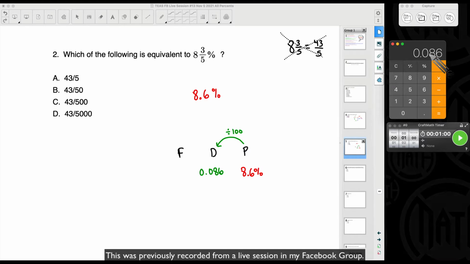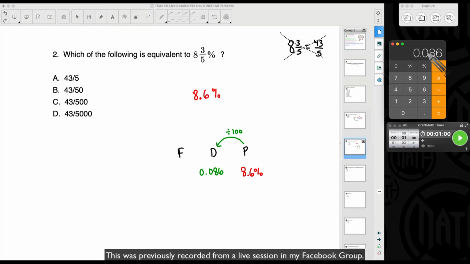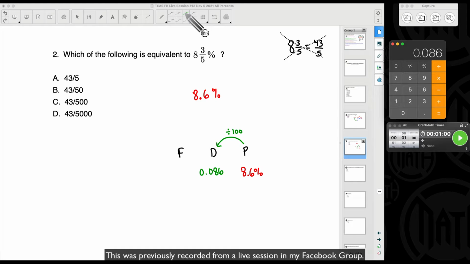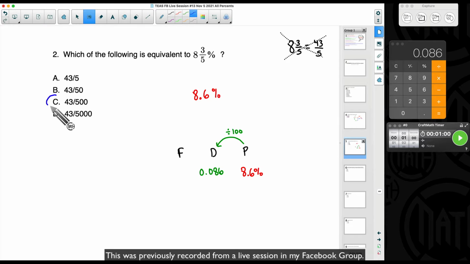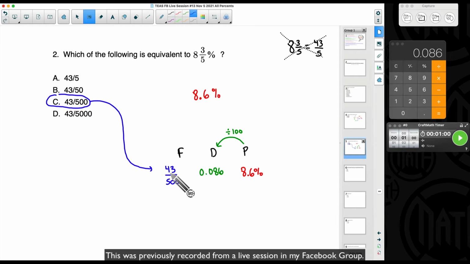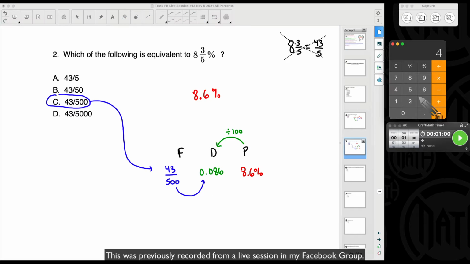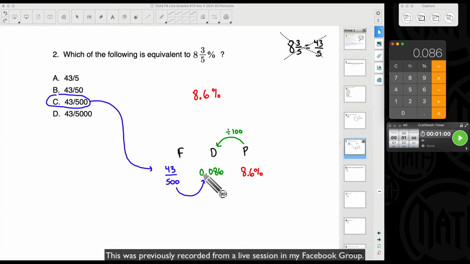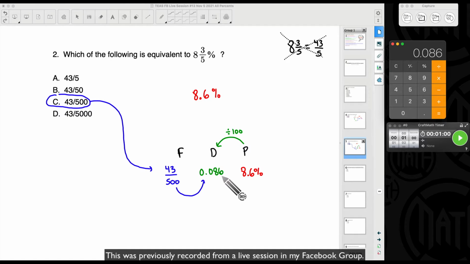This is our decimal. Now, remember earlier we had a fraction, all right? Let's look at our fractions. Let's go ahead and look at choice C. C is going to be our correct answer here, folks. I know a lot of us want to pick A, but let's take that fraction, 43 over 500. To convert a fraction to a decimal, divide the top by the bottom. 43 divided by 500. Notice this decimal we get here: 43 divided by 500 gives you that decimal 0.086.